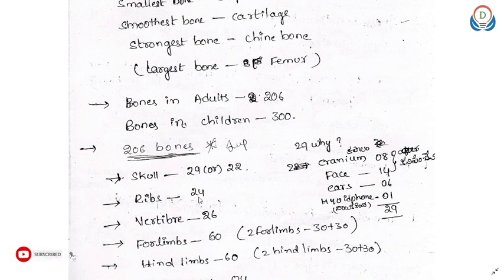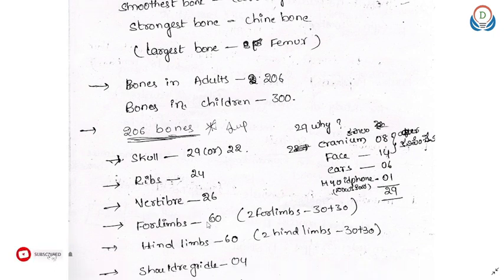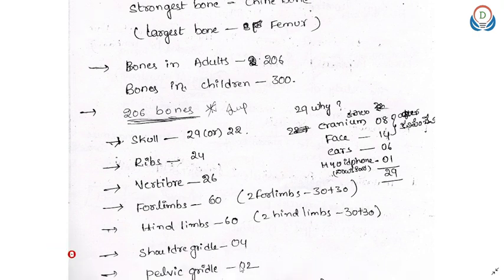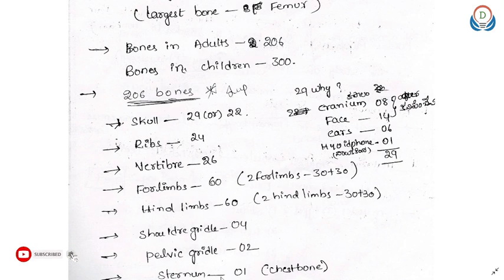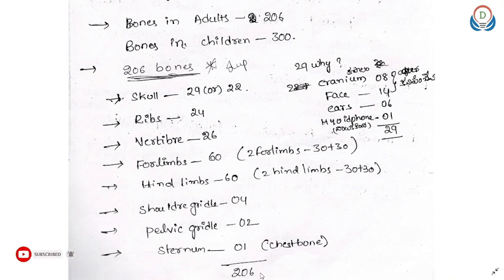And 24 ribs are present. In the vertebrae there are 26. In the forelimbs, two limbs with 30 each, totally 60 bones are present. In the hind limbs also, two hind limbs with 30 each, totally 60. In the shoulders we get 4, the pelvic girdle also has bones, and the sternum, which is nothing but the chest bone, has 1. Totally there are 206 bones.